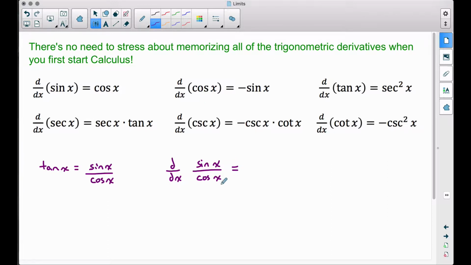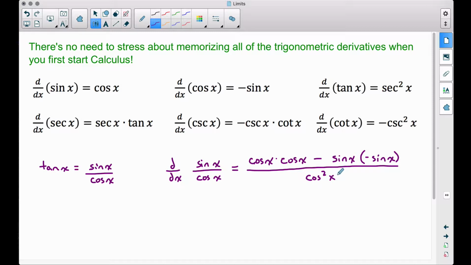Maybe it'll help you. So let's take low. That's the bottom. D high, the derivative of sine is cosine of x. So there's our low d high, minus high, leave that alone, d low, the derivative of cosine is negative sine of x. And this is all over low low. So we have cosine of x times cosine of x, which is cosine squared of x.